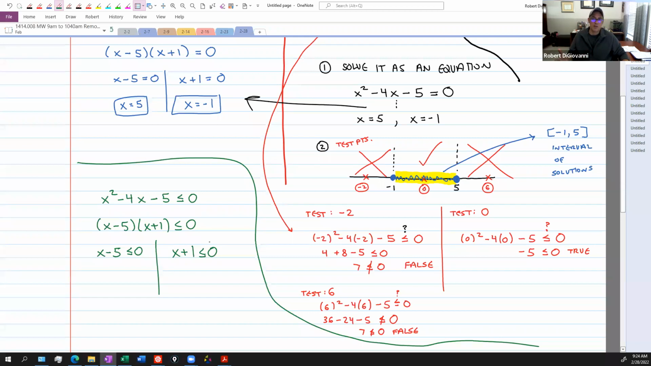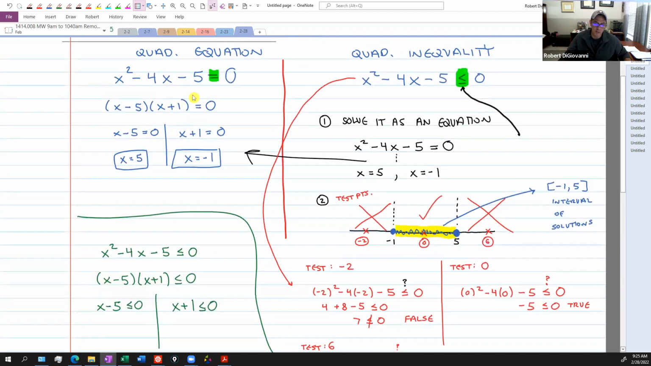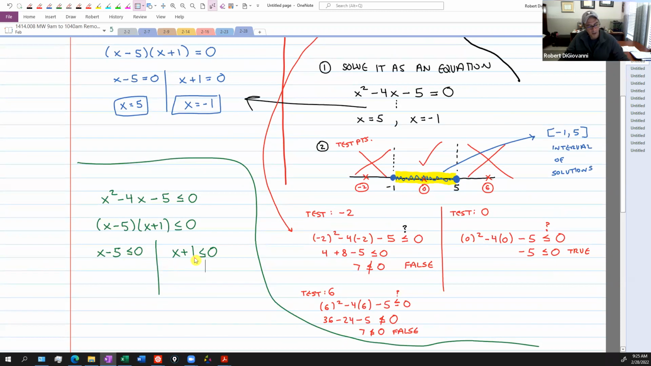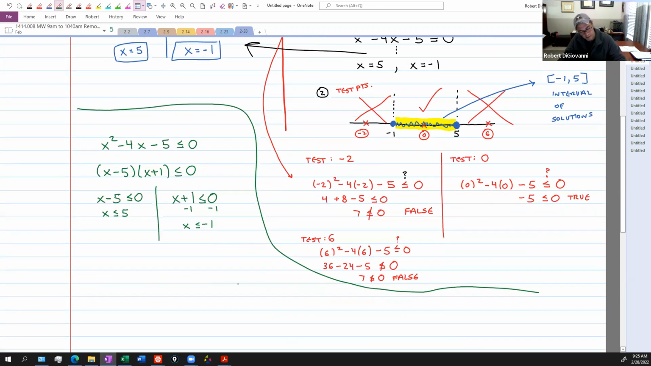Students that don't know how to solve quadratic inequalities, this is what they'll do, which pretty much follows the same format as this, right? Just instead of using the equal, we're using the less than or equal. The problem here is that if you add 5 to both sides, you get x is less than or equal to 5. And over here, if you subtract 1, you get x is less than or equal to -1. So let's take a look at that on a number line.